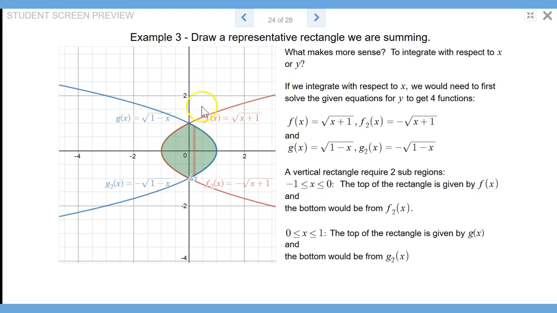We would get the square root of x plus 1 would be the top half of that parabola that opens to the right, minus the square root of x plus 1 would be the bottom half of it, and then likewise for g of x, but we would have the square root of 1 minus x. So now we have four functions, and if we used a vertical rectangle, we're going to have two subregions. One region is going to be from -1 to 0, and the top of the rectangle is going to come from the square root of x plus 1, and the bottom of the rectangle would come from minus the square root of x plus 1.